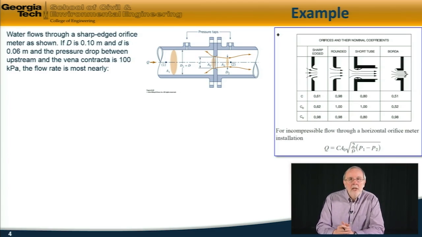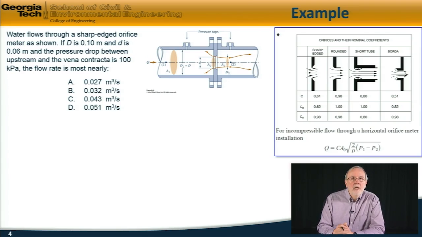And here we'll do an example for flow through a sharp-edged orifice meter. We're given that the upstream diameter is 0.1 meters and the diameter of the orifice is 0.06 meters. The pressure drop is 100 kilopascals. The flow rate is most nearly which of these alternatives?